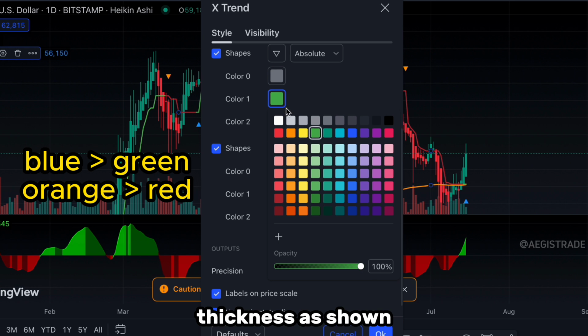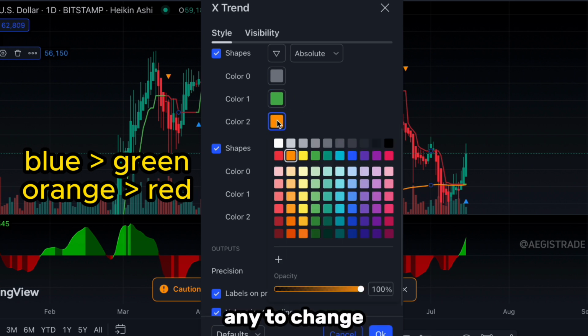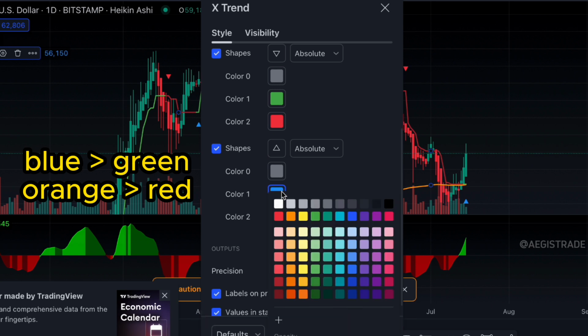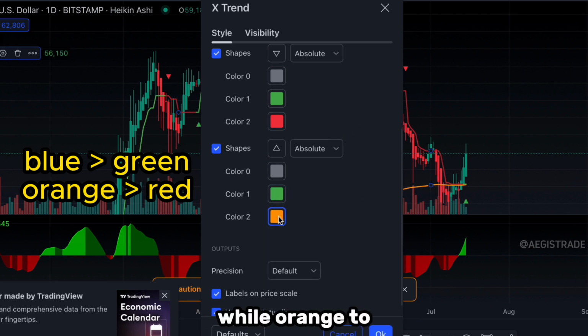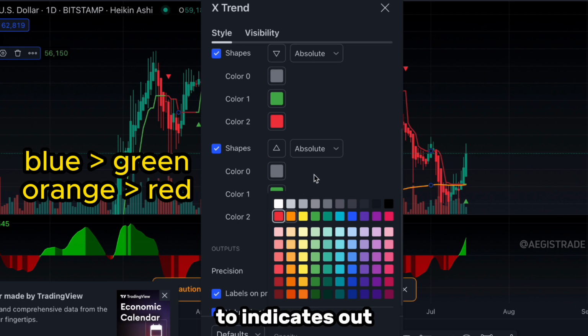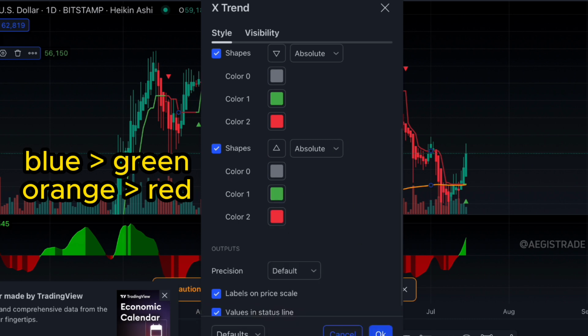Next, you also need to change the shape of the triangle reversal signal indicator. Change the blue to green to indicate a bullish triangle signal, while orange to red to indicate a bearish triangle signal. After that, you are done with the indicator.